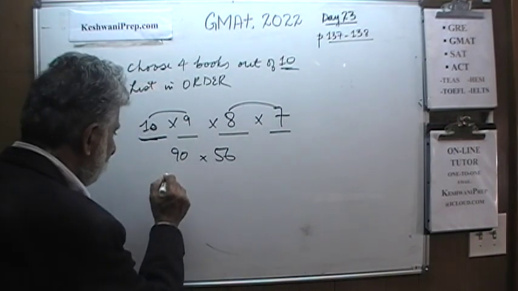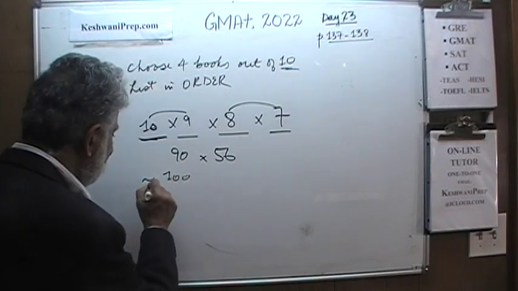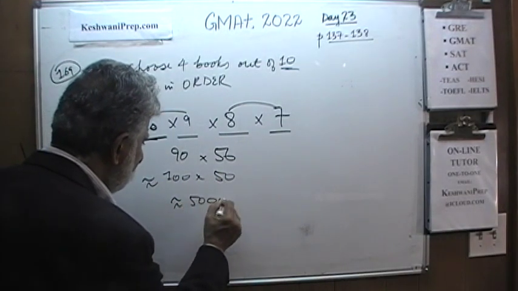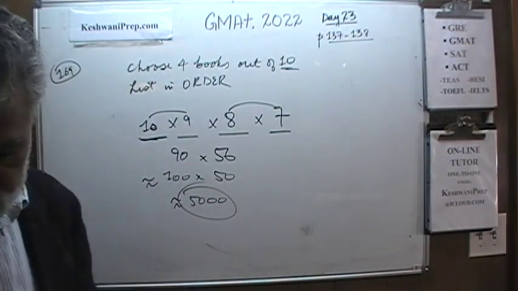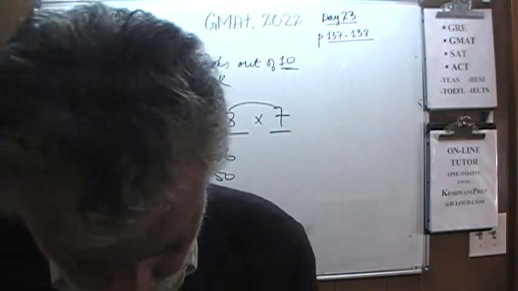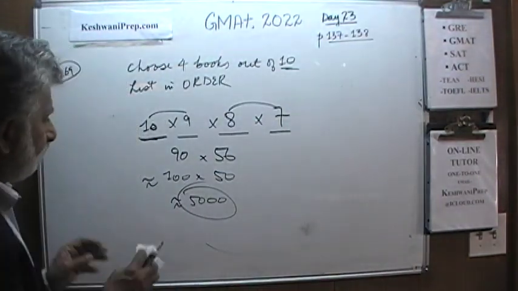Let's approximate. I'm going to approximate 90 as 100, and I'm going to approximate 56 as 50. So approximately 5,000 different ways I can pick my 4 books out of the 10 possible books that I have in front of me. That's all it is. Number 170.